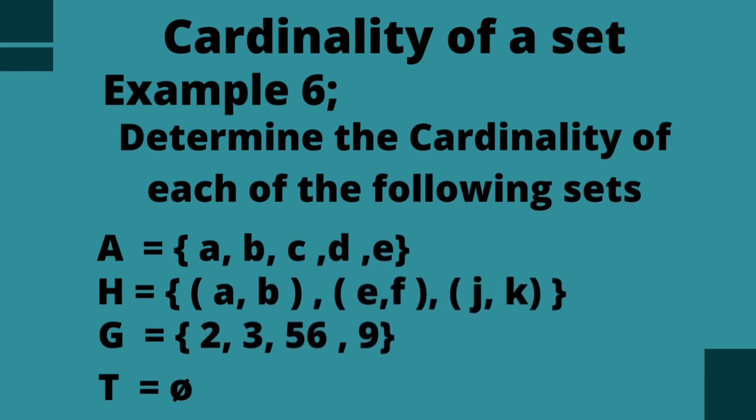Let's consider this example. Determine the cardinality of each of the following sets. Set A has 5 elements in it. Set H has 3 elements in it. Why? Because 2 elements are grouped. Set G has 4 elements in it and set T has no element in it.